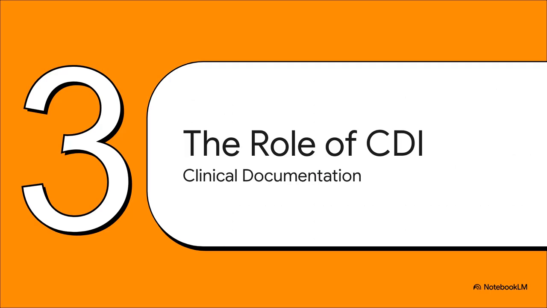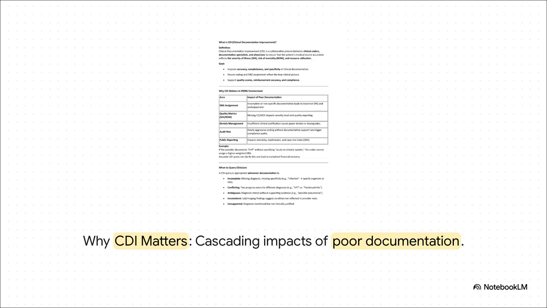All right, on to Section 3, the role of clinical documentation integrity, or CDI for short. Here's the reality. Clinical coders can only code what is explicitly written in the medical record. They can't guess, they can't assume. If a doctor writes something vague, the coder is stuck using a vague code.